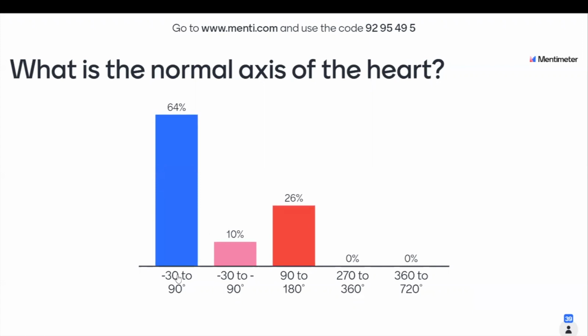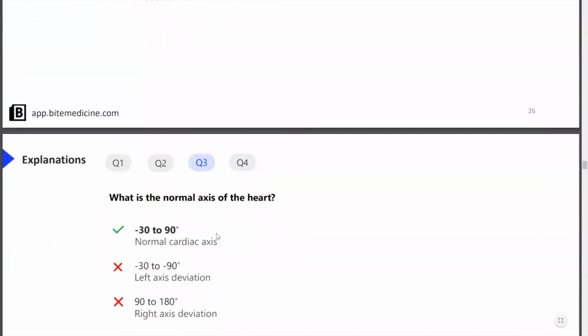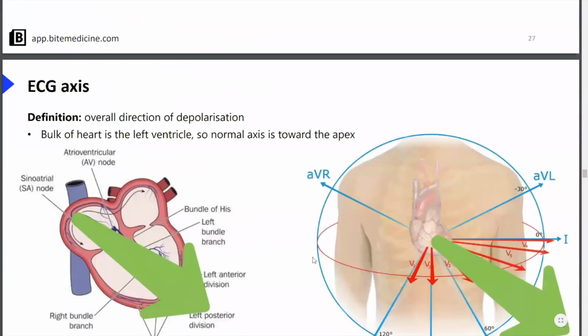Yeah, it's minus 30 to 90. To be honest, I'm surprised most of you got that, because I didn't know that as a medical student. I barely knew how to calculate the axis, to be honest. So minus 30 to 90 is a normal cardiac axis. What is the axis? It's the overall direction of depolarization, okay?